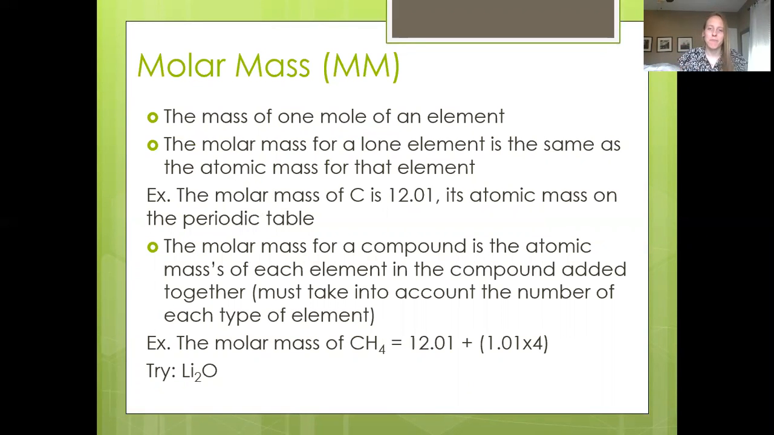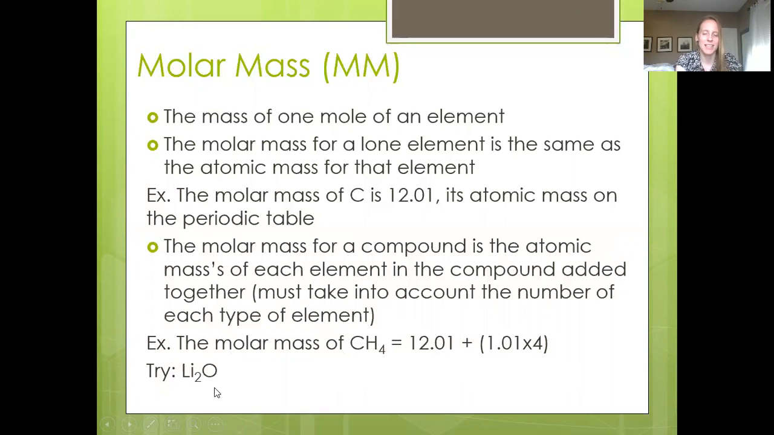Molar mass is the mass of 1 mole of an element or of a compound. If you want to know what the molar mass of a lone element is, it's just the atomic mass of that element. If you are figuring out what the molar mass of a compound is, you just combine the atomic masses of all the elements in that compound. So for example, the molar mass of methane would be 12.01 for the carbon, and then 1.01 for the hydrogen, but because there are 4 hydrogens, we multiply that number by 4 when we add it all together.